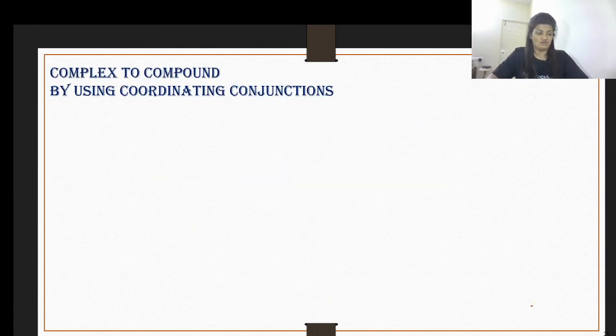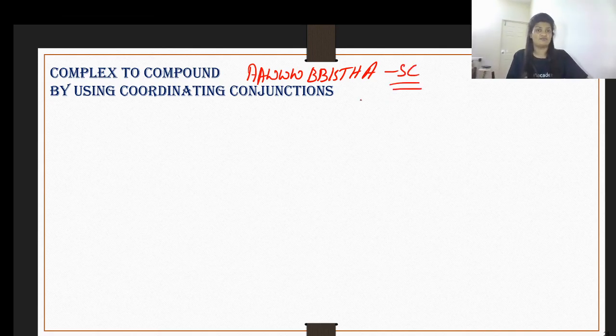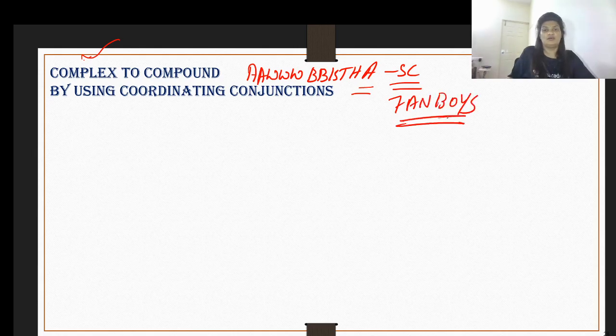Now let us move on to complex to compound. How can you do that? Complex is when you have conjunctions like albista. So these are our subordinating conjunctions. When you have two clauses combined by these conjunctions, we call them complex. We have to convert these into fanboys. That's the condition. No phrasing, no shrinking, no change of one clause to another. Clauses will remain the same, but you are going to change albista to fanboys. Let's see how you can do that.